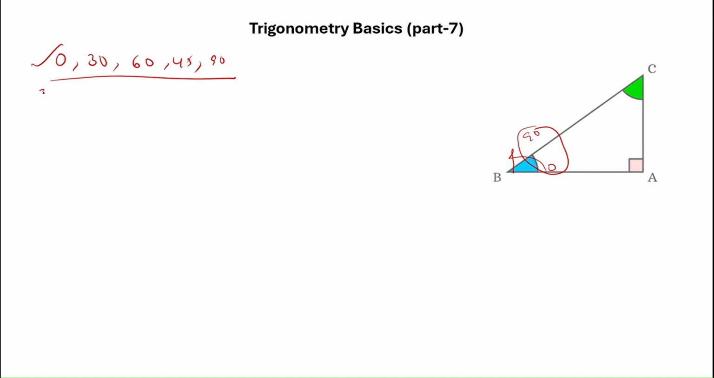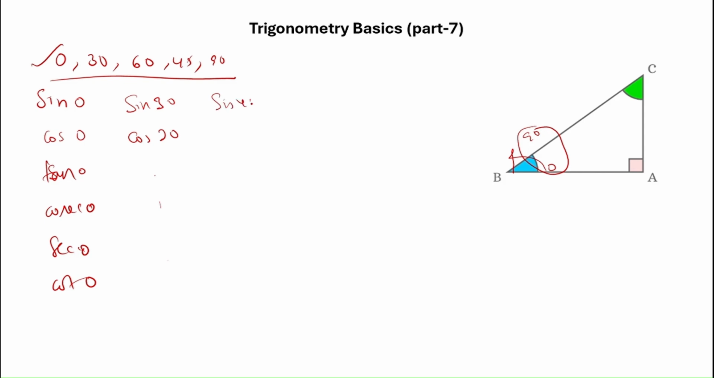Now we have 6 trigonometric ratios: sine. Now we should know the value of sine 0. Similarly cos 0, tan 0, cosecant 0, secant 0, and then cot 0. Now we should know the value of sine 30, cos 30, and so on. Similarly sine 45, sine 60, sine 90.